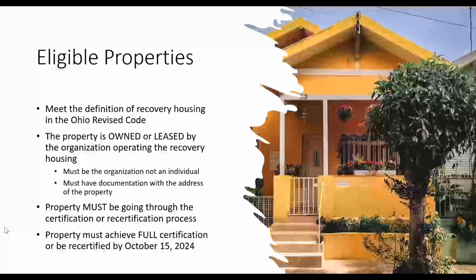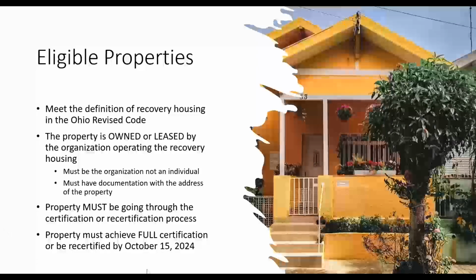And again, these funds are designed to help people get certified. So your property must achieve full certification, so a full 2-year certification, or become recertified by October 15th, 2024. These funds are time limited, and we have a very limited amount of time that we can expend them. So we want to give these to organizations, again, that are going to be achieving certification by that January 1st, 2025 deadline. And so therefore, you have to be able to achieve that full certification by October 15th, 2024. And you'll have to provide us, again, that documentation that you've achieved your certification. And so then we can release the funds.